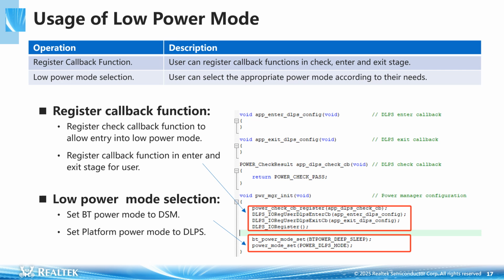The image on the right is an example where the enter and exit callback functions are empty, and the check callback function returns pass. In the Power Manager init function, users register the above callback functions and then set the appropriate power mode for BT and platform.